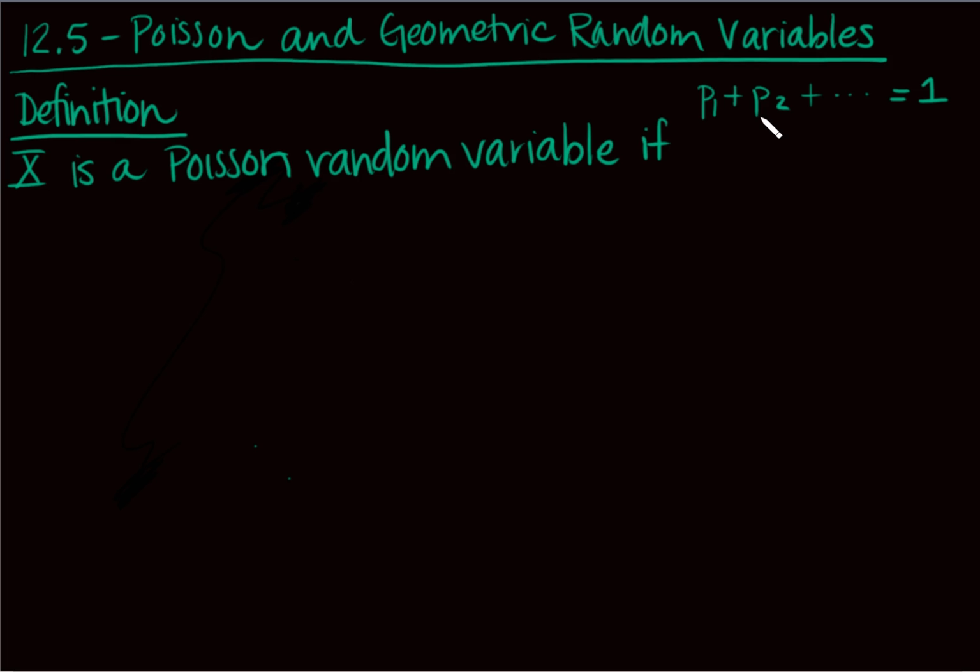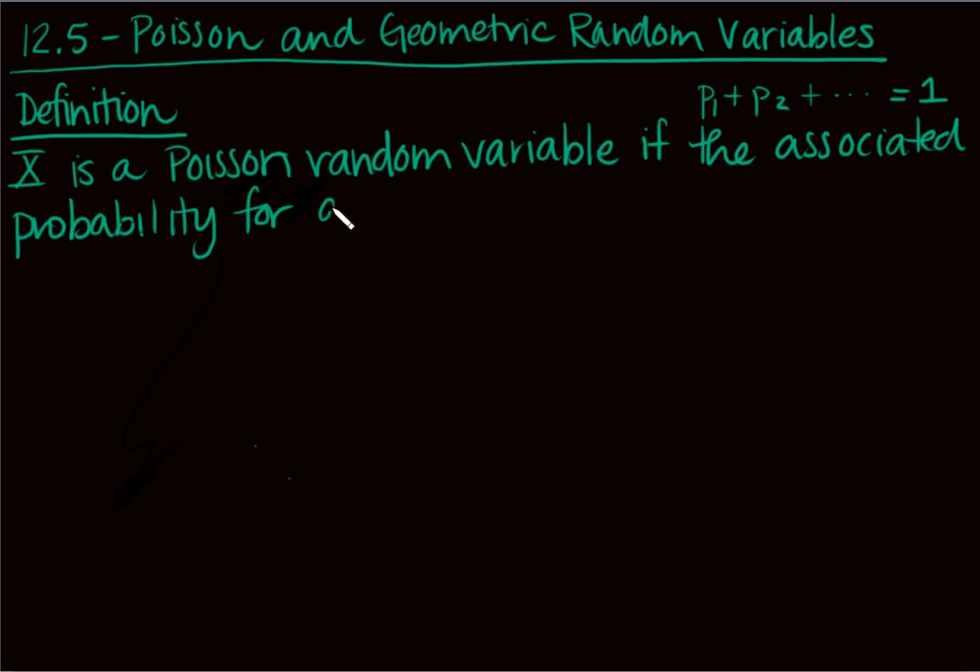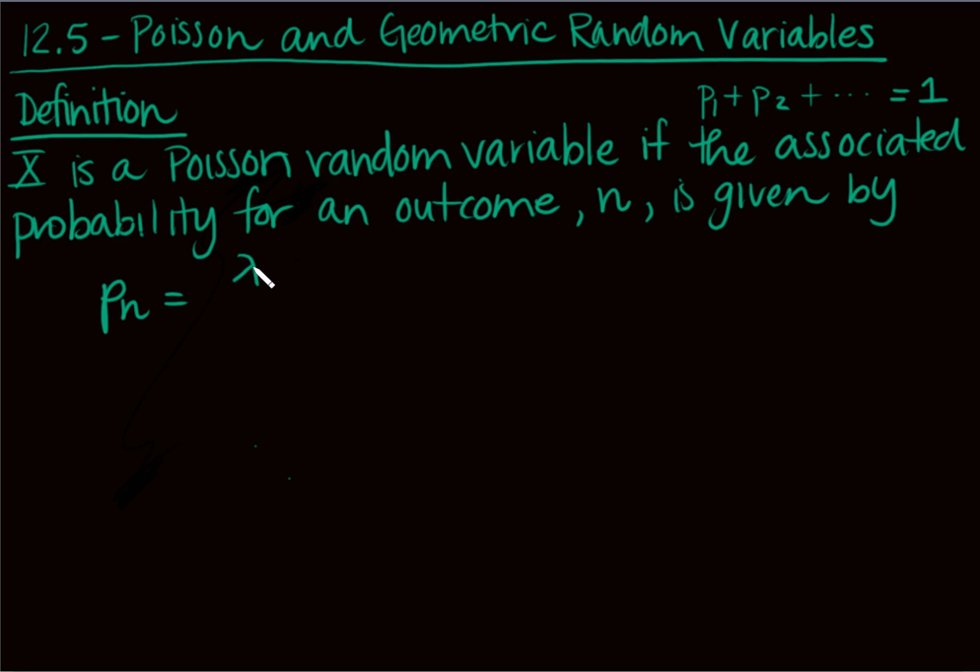Let me see how I want to state this. If the associated probability for an outcome, let's say n errors, is given by the following, and we found that the probability P sub n equals lambda to the n, where lambda is a parameter that will be given to you, or you'll be able to find it all over, divided by n factorial, times e to the negative lambda.